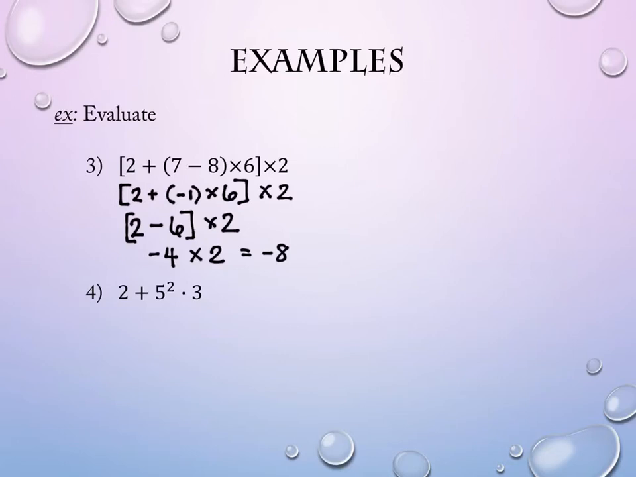Okay. Number 4. I'm going to stop asking you what all you see. Just tell me what it is we're going to do first. The exponent, right? So I've got 5 squared. So what is 5 squared? 25. What's the next step I'll do? The multiplication, the 25 times 3, which is 75. And then the last thing I will do is add the 2. So I have 77.